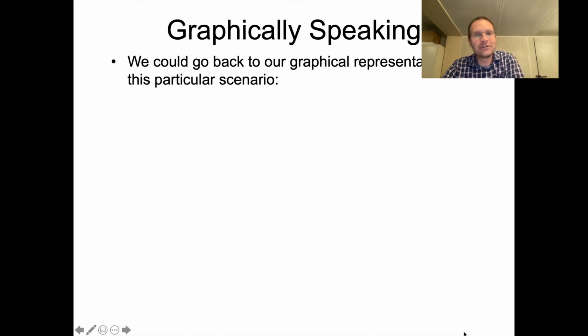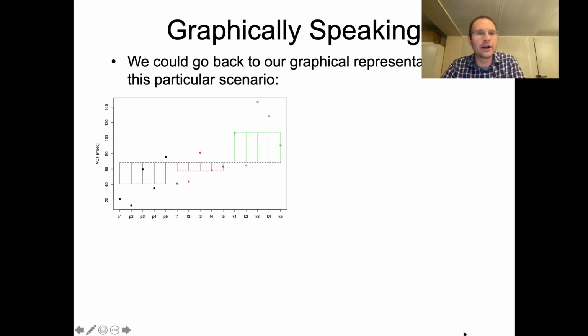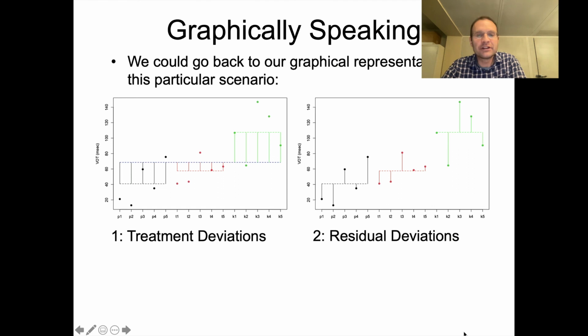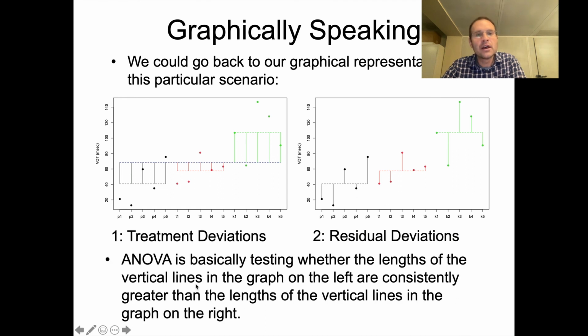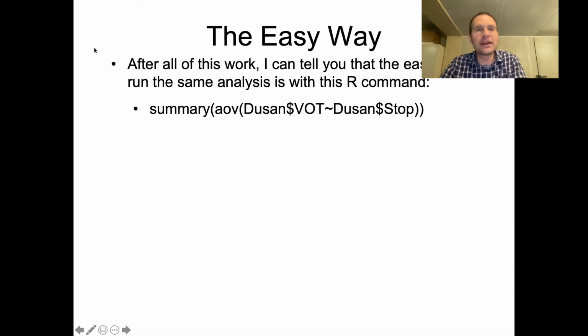But just to give you the graphical representation of what's going on here, remember, we have our treatment deviations and our residual deviations. ANOVA is basically testing whether the lengths of the vertical lines in the graph on the left are consistently greater than the lengths of the vertical lines in the graph on the right. And I think I mentioned that before. What I haven't mentioned is the easy way to do this.